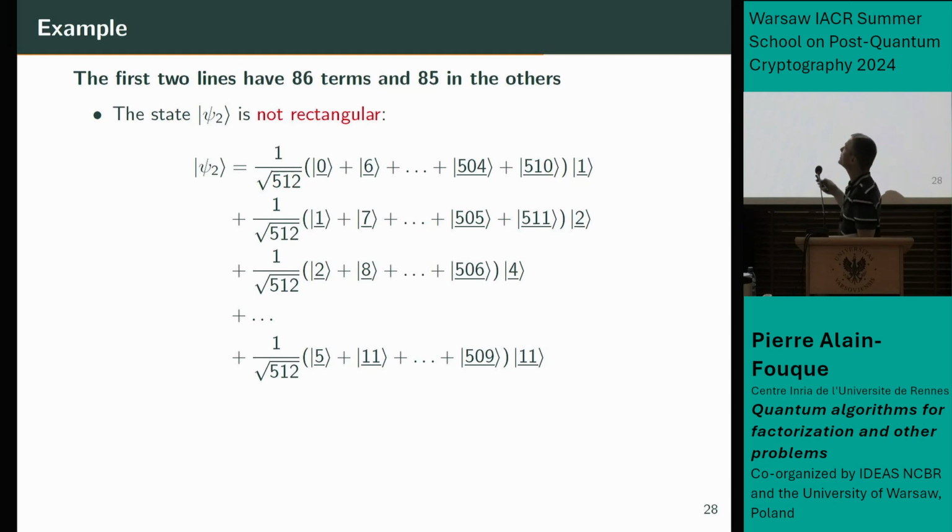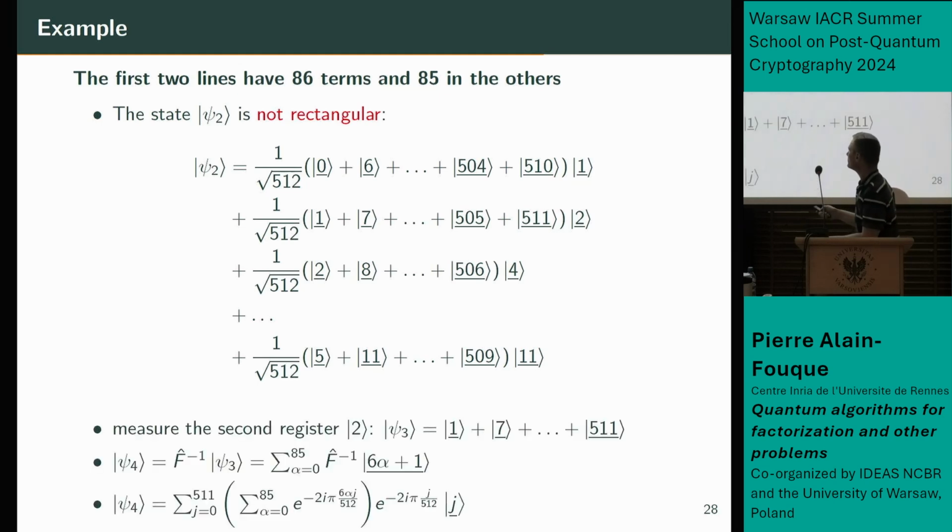So let me just explain the difference between the case when I assume that R is a divisor of 2 to the n and this case. Now when I arrange all of these values, for instance here, the first two rows have 86 different values, and the other ones have only 85. So this is not rectangular because all the rows do not have exactly the same length. Assume that we measure the second register, and it gives us the value 2. That means that the first register, in fact, contains all of these values.